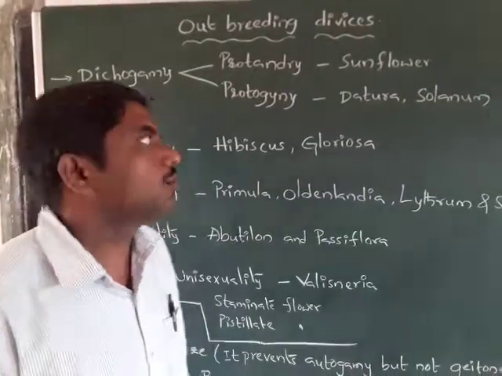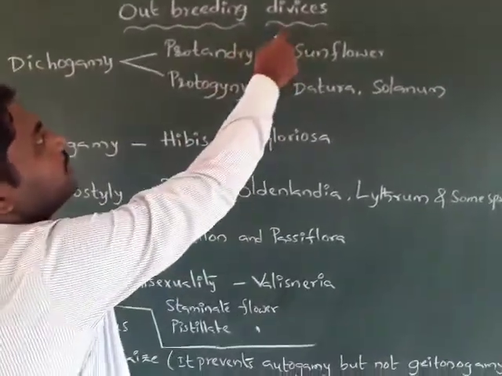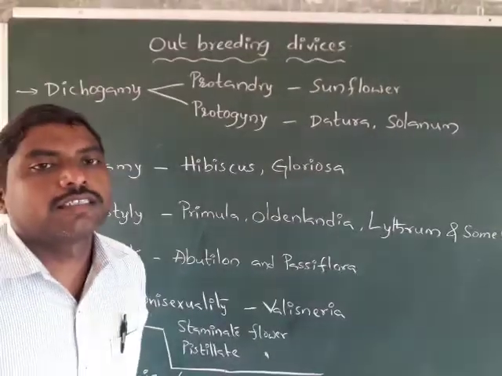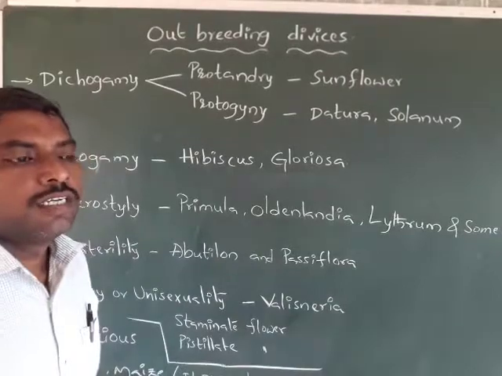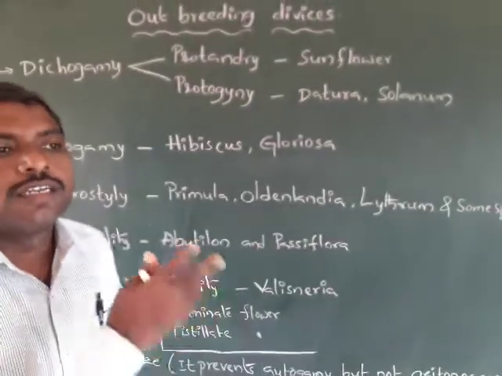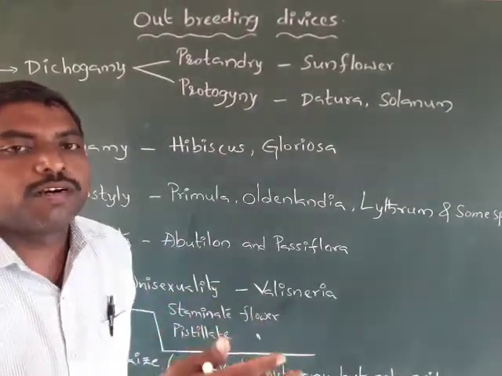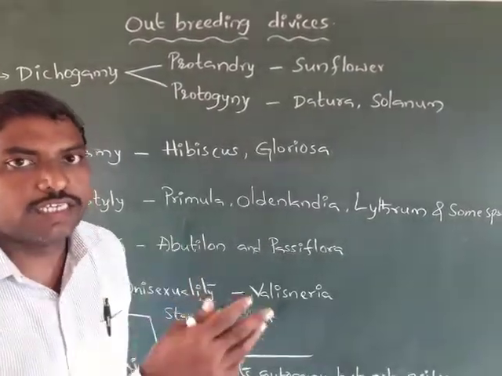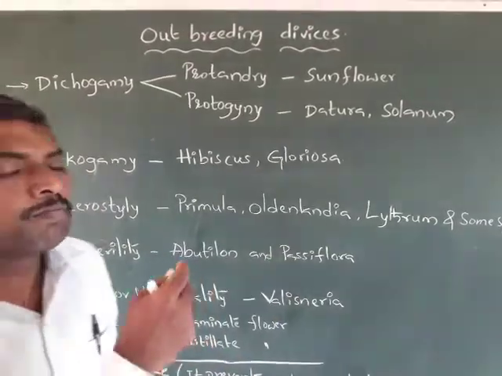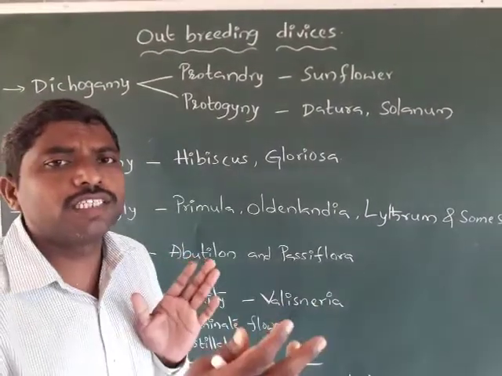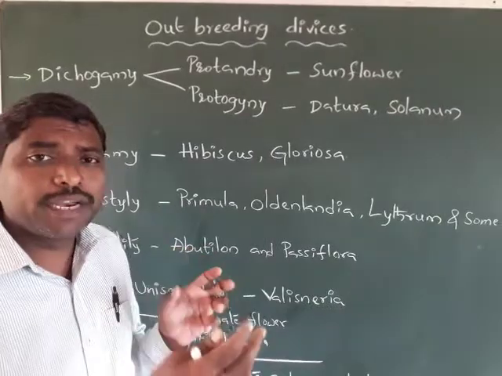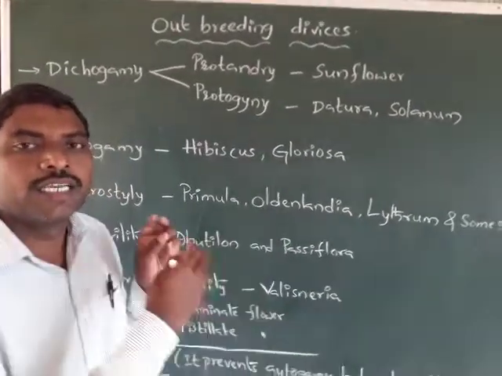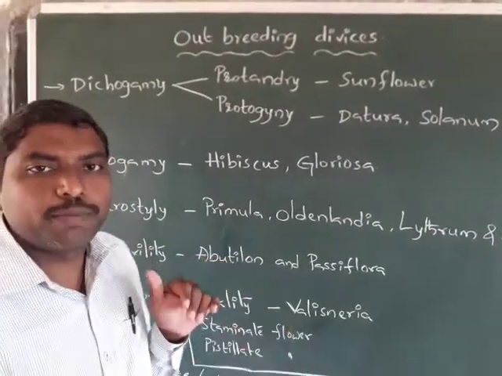In this video we talk about outbreeding devices. Most plants have bisexual flowers. Here the pollen grains come in contact with the stigma of the same flower, which means self-pollination occurs. Continuous self-pollination leads to inbreeding depression.